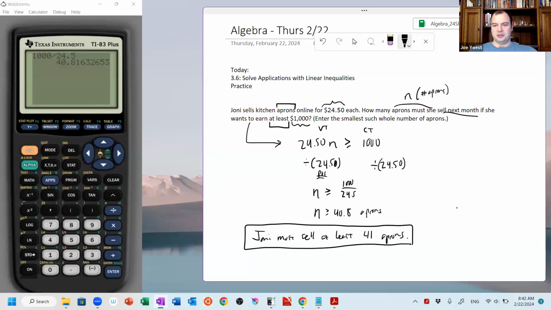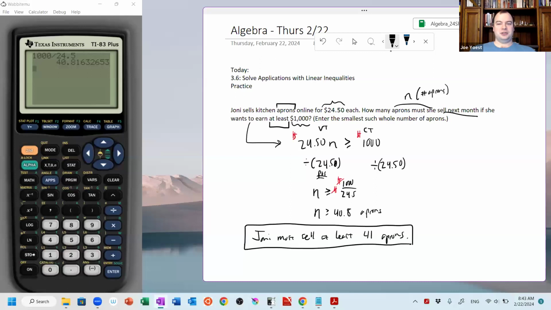Do our units make sense? Well, what were the units of 24.50? That was units of dollars. What were the units of n? n is just a counting number. It's the number of aprons she sells, which has no units. 1,000 is in units of dollars. And when I divide these, my units of dollars divide out, giving me a counting number, which is what I want. So my number of aprons is 41 or 40.8. The unit does make sense. If I ended up with a unit of dollars or something when I track this through, or even worse, something like dollars squared, I'd be suspicious that I did something wrong. I'd want to go back and check.